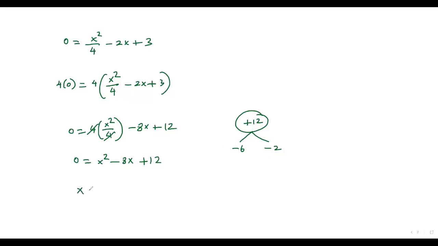Then the 2 values of x are found by just changing the signs of these 2 factors. So the first value of x is positive 6. If you get negative 6 as a factor, then the value of x has to be positive 6. And the other factor is negative 2, so the second value of x is positive 2. We have to change the signs of these 2 factors to get the 2 values of x. Now I have solved the given equation for x. I got 2 values for x. One is 6, another one is 2.